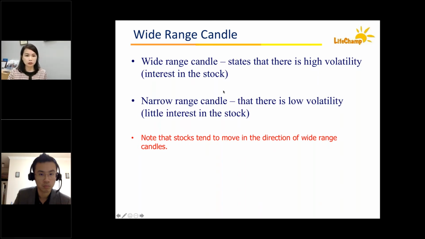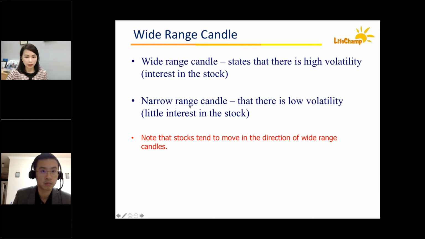These two represent different psychology behind them. The wide range candle states that there is high volatility, which means interest in the stock. If you have a tall candlestick, it means the price went all the way up and then all the way down, fluctuating within this range, maybe 50 cents or something. The price went to a very high price, and it also went to a low price. So the daily fluctuation is quite a big range, maybe 50 cents or 1 ringgit or something.